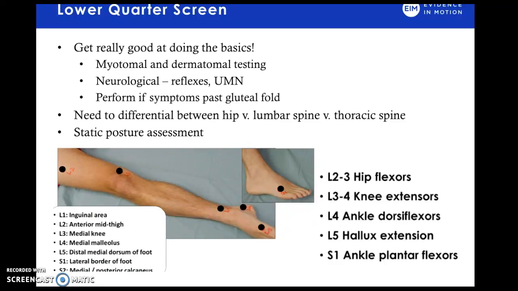And then the importance, I just want to mention, of static posture assessment. We don't need to be posture Nazis here, but posture can give us great information about the state of things, quality of tissues, what we might expect to find in our exam. So, practice those skills of static posture assessment. These elements will also be heavily tied into the weekend intensives. So, again, we get really good at doing the basics.